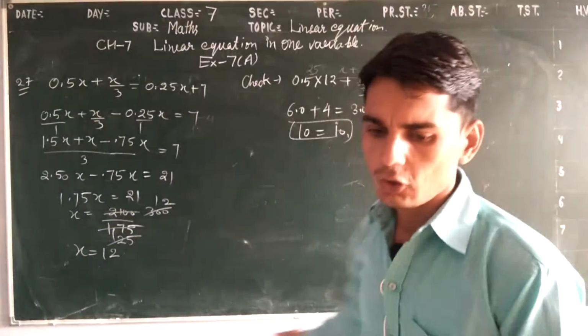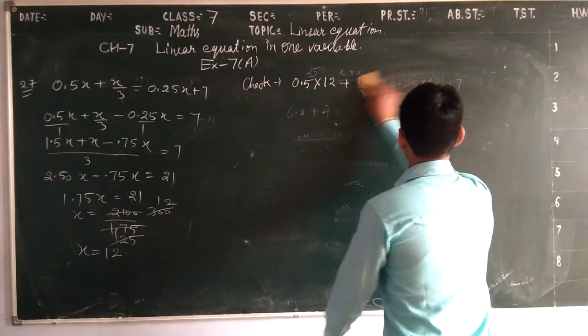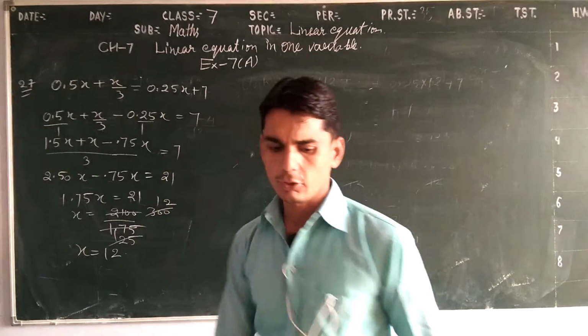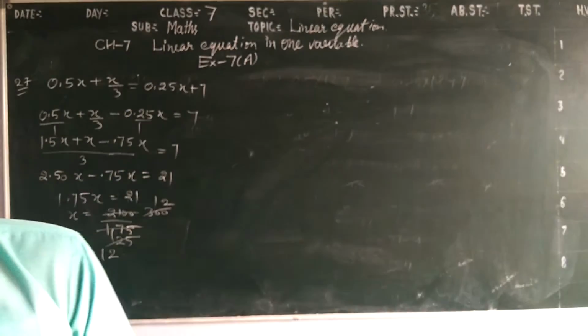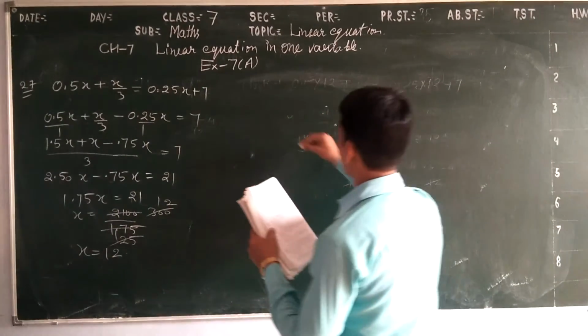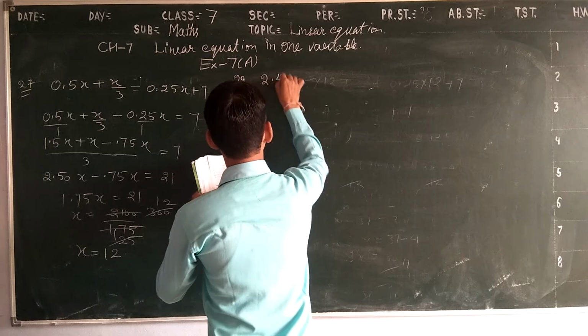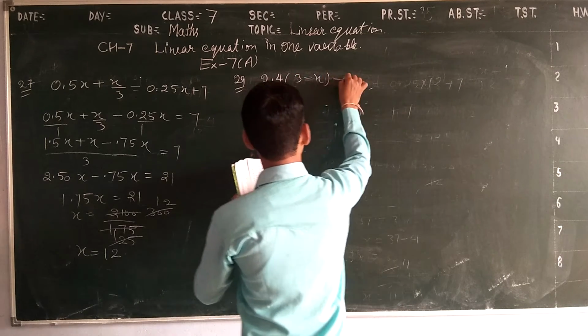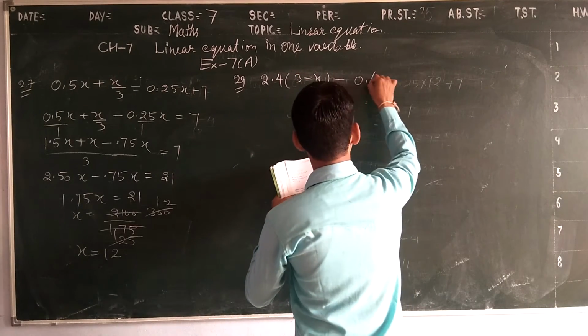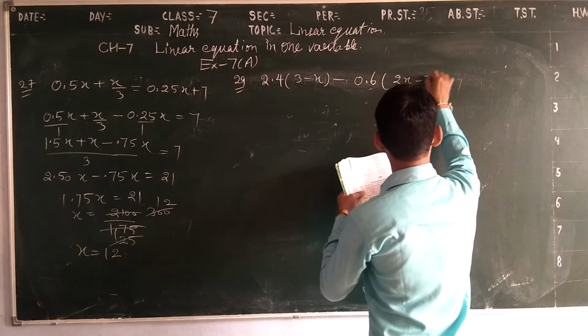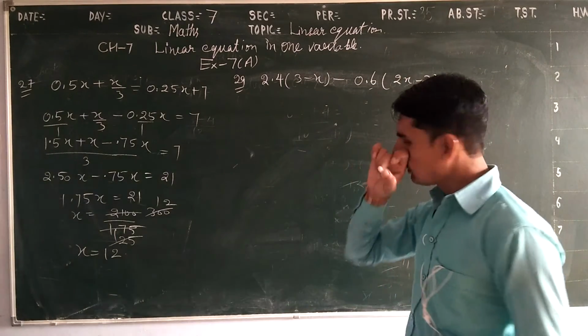Now the next question, question number 29. And question number 29 is very important. So see question number 29: 2.43 minus x minus 0.6 times 2x minus 3 equals to 0.